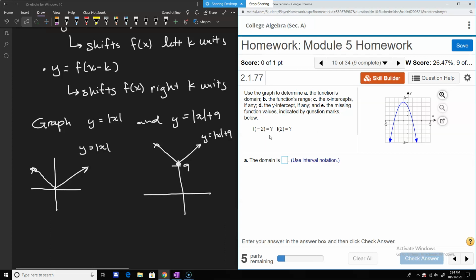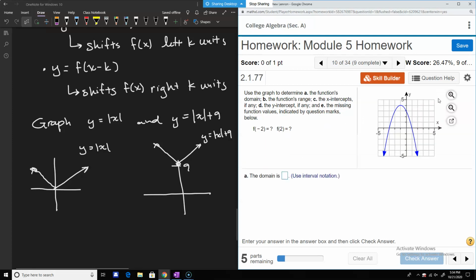Okay. So first one, they're asking for f of negative 2 and they're asking for the domain. They list all the questions first and then they go through one by one. So what is the domain? Well, these arrows indicate that it keeps continuing forever and ever to the left and to the right and forever and ever down. The only place it isn't going forever and ever is upward. Okay, so the graph peaks at a y value of 4 and doesn't go beyond that.